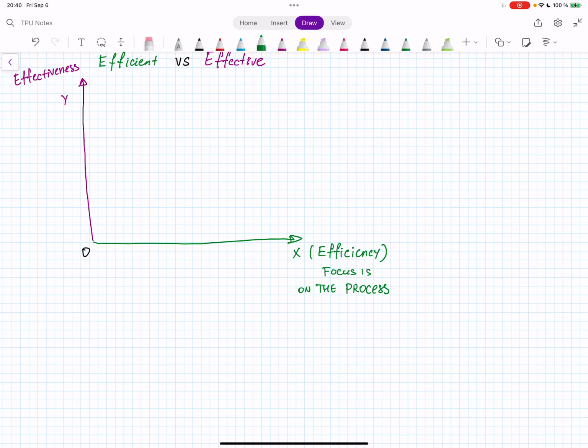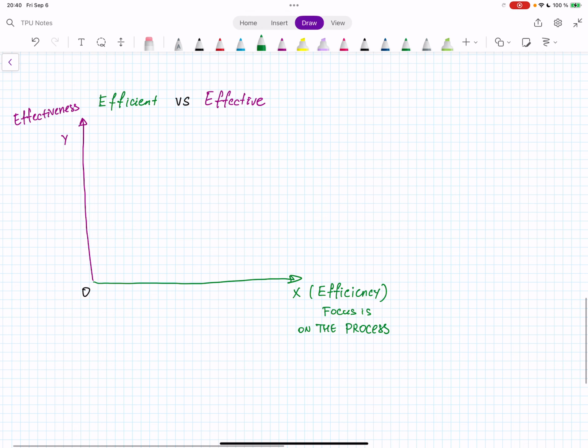So the efficiency is about how well you do things in the process. Okay? Effectiveness is the word used when you want to focus on results. So the focus is on results, versus process. Okay. So let's think of some examples.